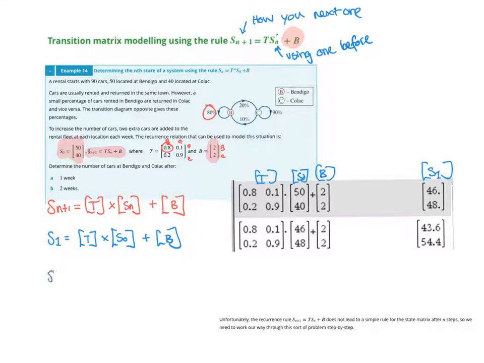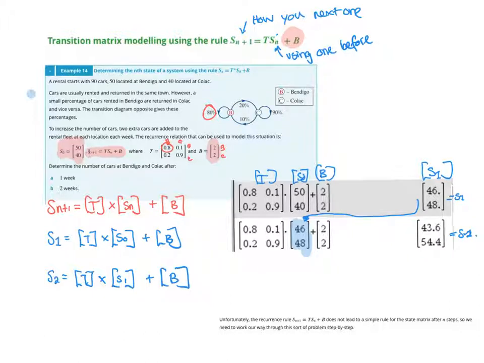Then when they ask me to do week 2, I'm going to do the transition times the week before, which would be week 1, plus B. So can you see I've put that into there and we get the next one. Do you understand? So you can just press the up key, copy it, but just make sure you adjust this one here to be the new state, yeah? So you can copy it, but be careful. This one's week 1 and this is week 2, state 2.